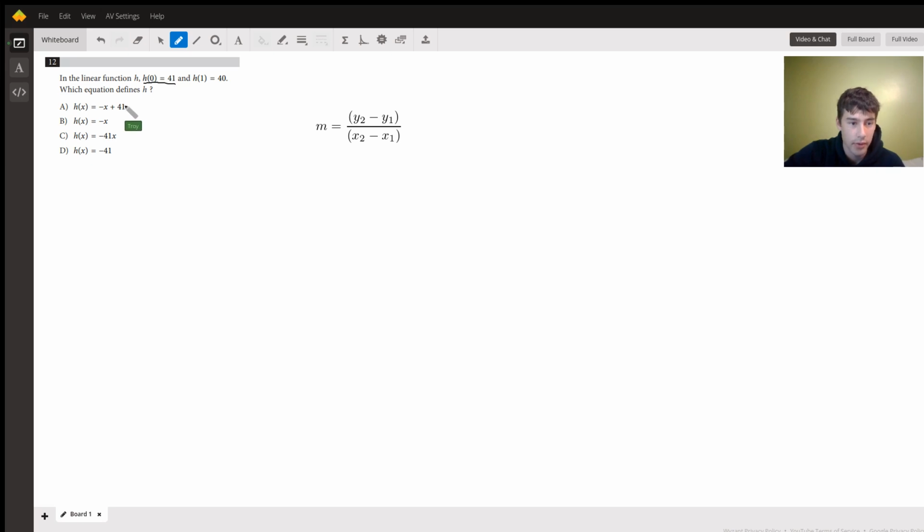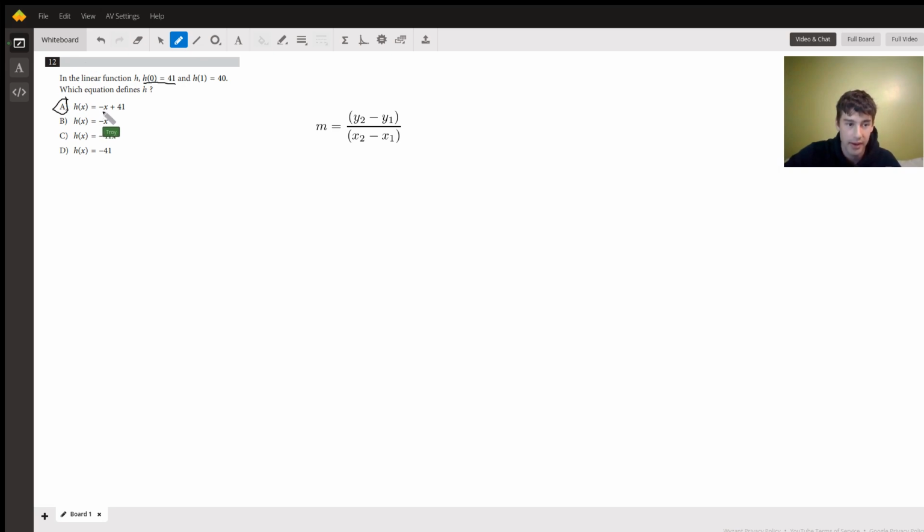We're looking at an equation where this constant is 41, and we see that A does fit this, and it's the only one that fits this. For B, the constant on the end would just be 0. Same with C, and then D, it's negative 41. We have positive 41. So we know the answer is A, but we can go ahead and finish it out anyway. We can look at the slope and see if our slope matches. This slope would be negative 1.